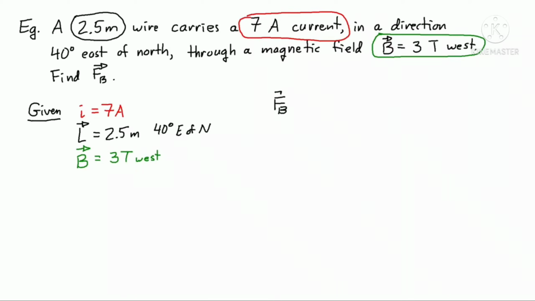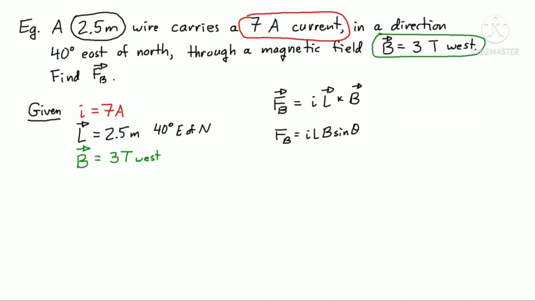Looking at that given data, I want to consider which equation is going to be easier to use. First, I'll check out I times L cross B, because we have the L vector and we have the B vector. And then I'm also going to consider the magnitude equation, F_B equals I L B sine theta.